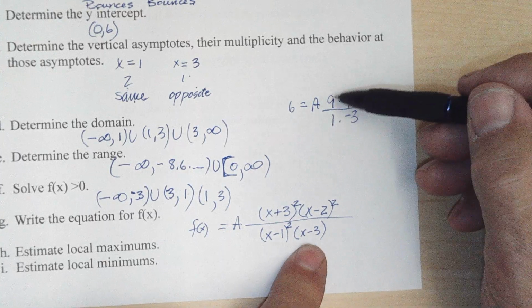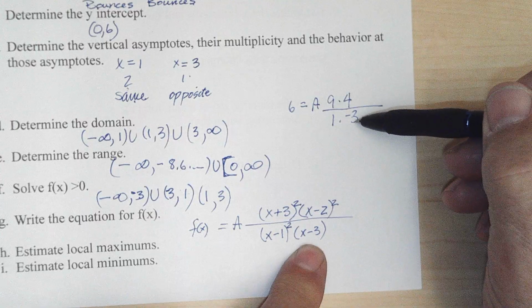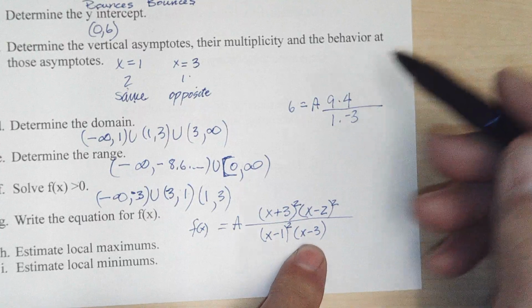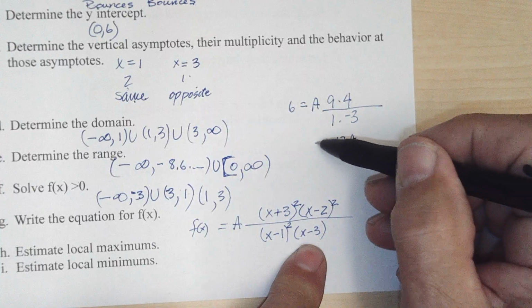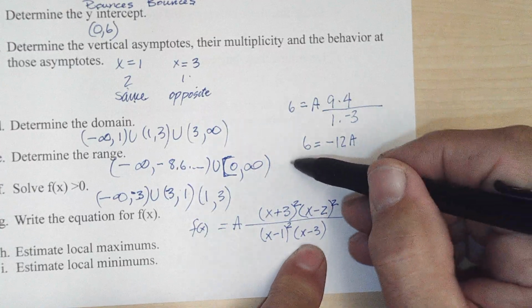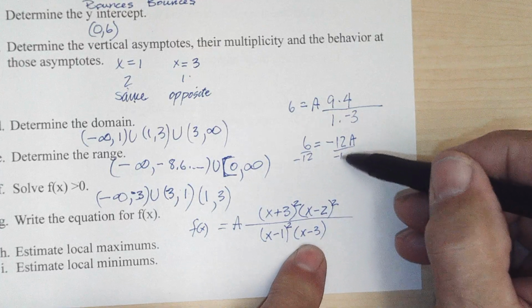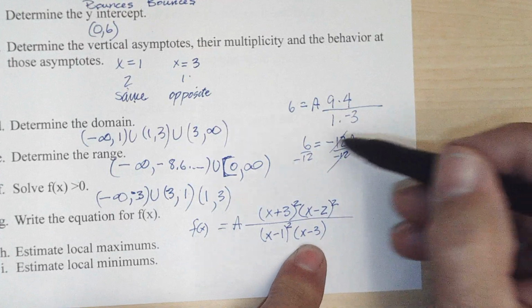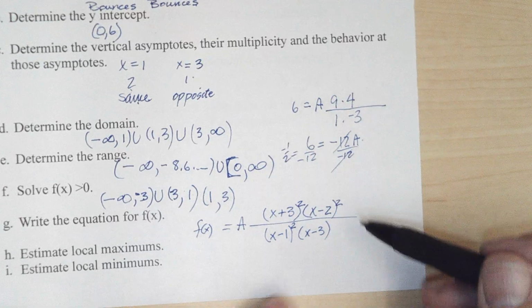So this is 36 divided by negative 3, which is negative 12, times a is 6, so if I divide by negative 12, I get a has to be negative 1/2.